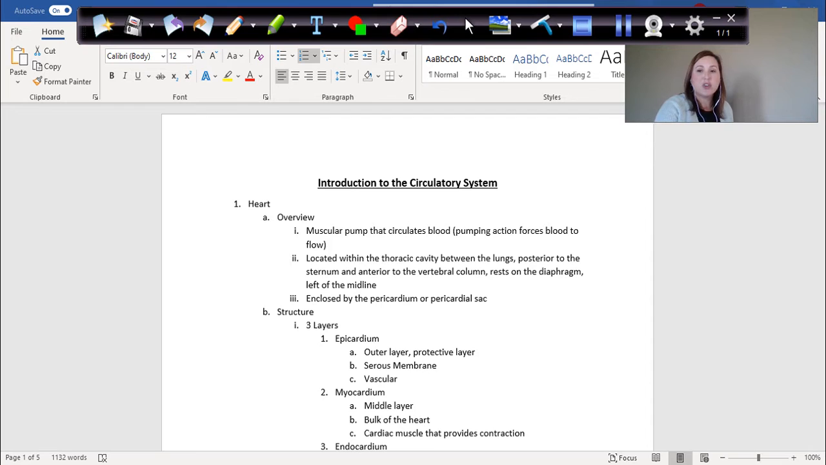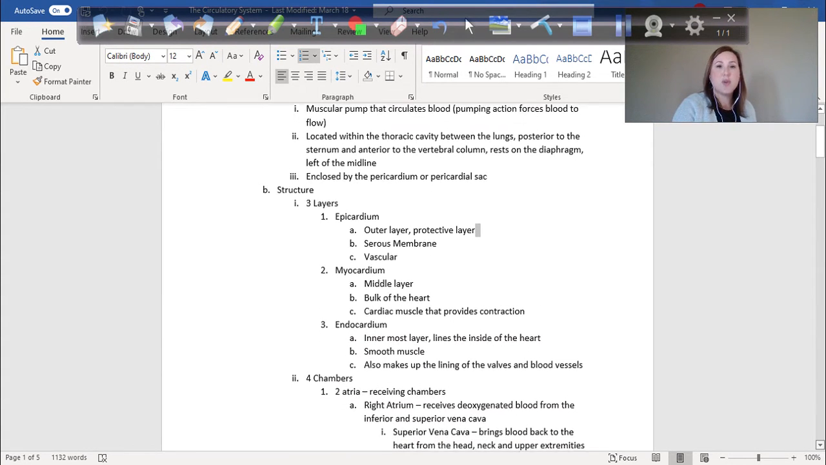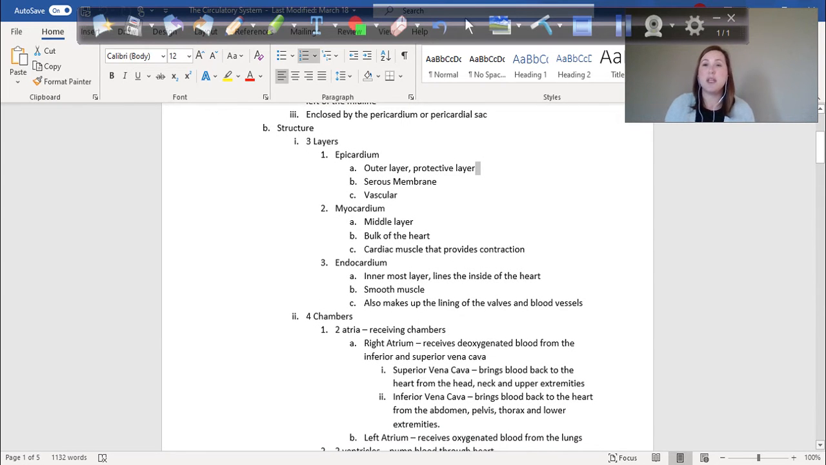When we look at the structure of the heart, there are 3 layers: the epicardium, the myocardium, and the endocardium. Epi, we've talked about, means outer layer. So the epicardium is the outermost protective layer of the heart. It's very serous, which allows it to move smoothly as the heart is contracting and pumping, so that it's not rubbing on anything else. And it's very vascular, so it has a lot of vessels that come to it to keep a good blood supply to the heart.